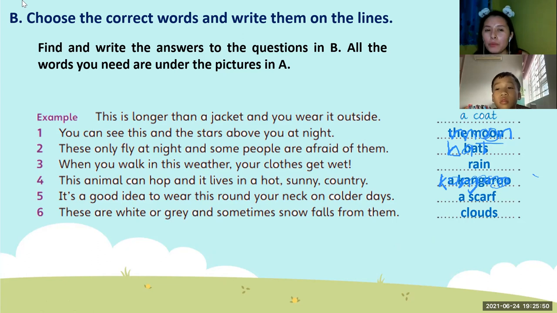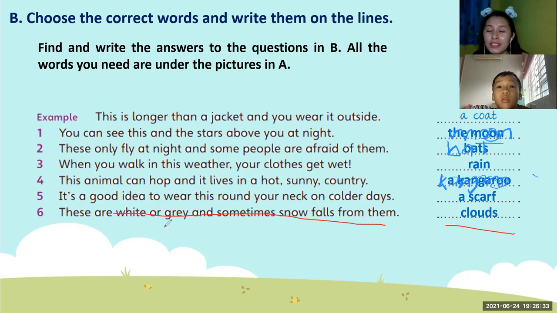So this time, I want you to read the sentence and teacher will say the answer. Okay, Ben, so it's reversed. I will read the answer and you will read the sentence here. Can you do that? Okay, what is a bat? Okay, bat. What is a bat? It only flies at night, and some people are afraid of them. Okay, good job. How about number 2?